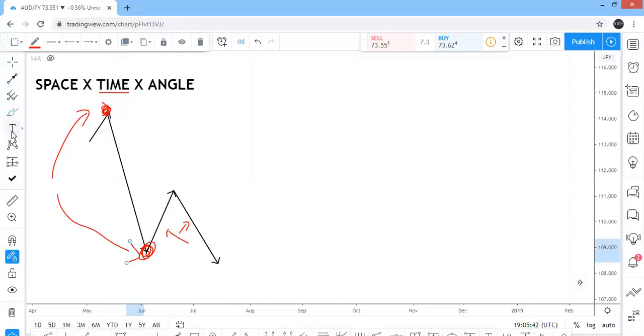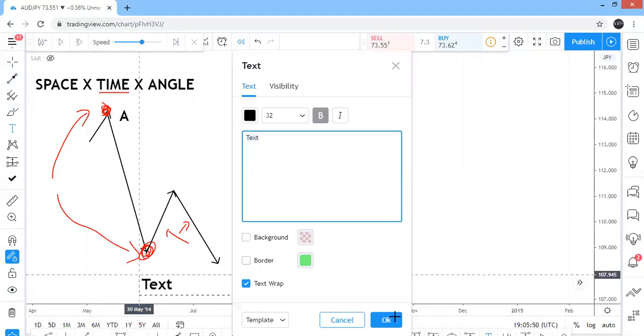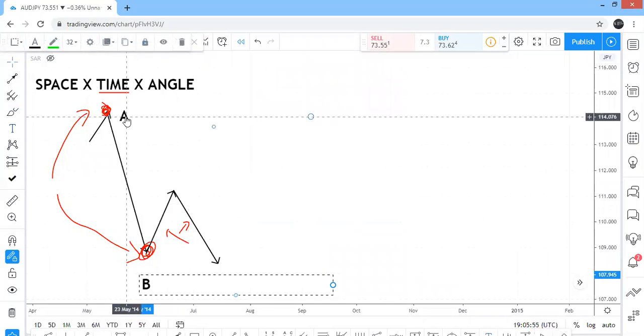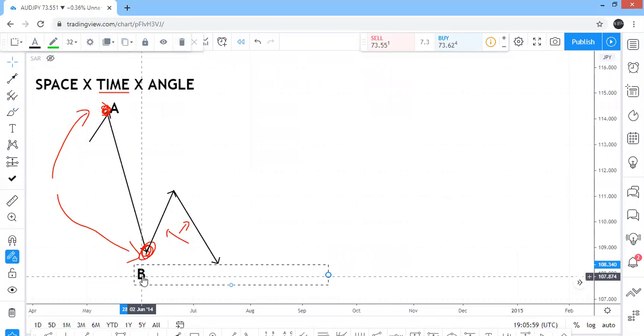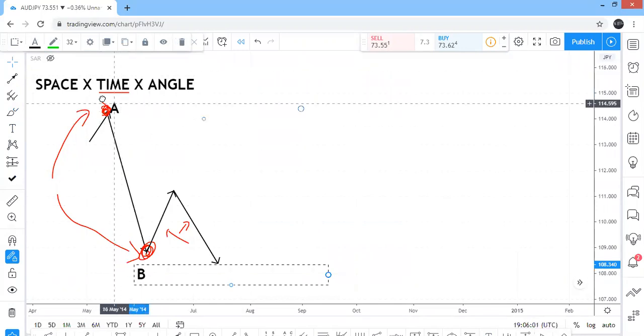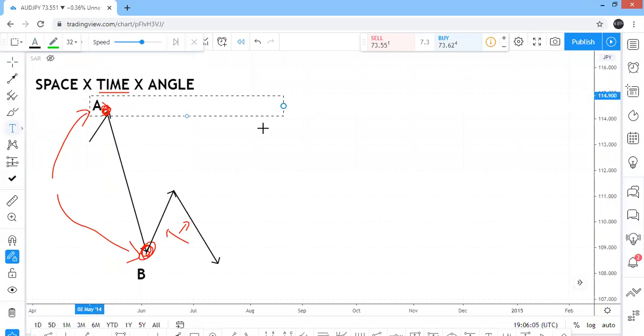The beginning of anything, whether it's the alphabet or in numbers, is A. A is 0, A is beginning. So we have A, and then we have the end of the impulse, which is B. So when it comes to our formula, space is AB. Okay, type in AB in the chat box if you understand this. Space is just the distance between AB, so it's going to look like this.